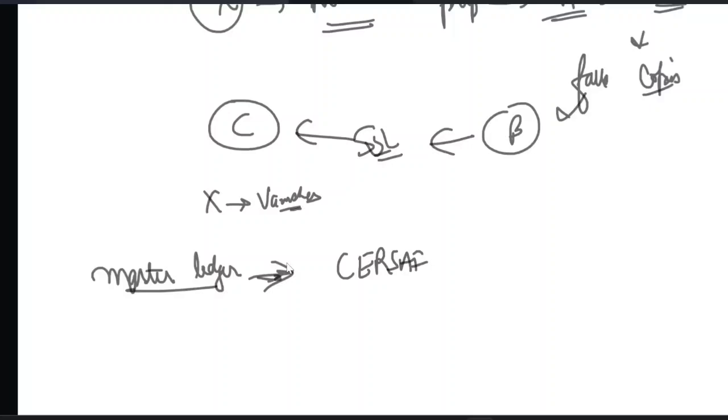If X's house is already mortgaged with Bank A, it will show up instantly, and Bank B will reject this loan. So what will the bank do? They will reject the loan, right? Because it is already mortgaged by Bank A, and on the CERSAI portal it will be visible.